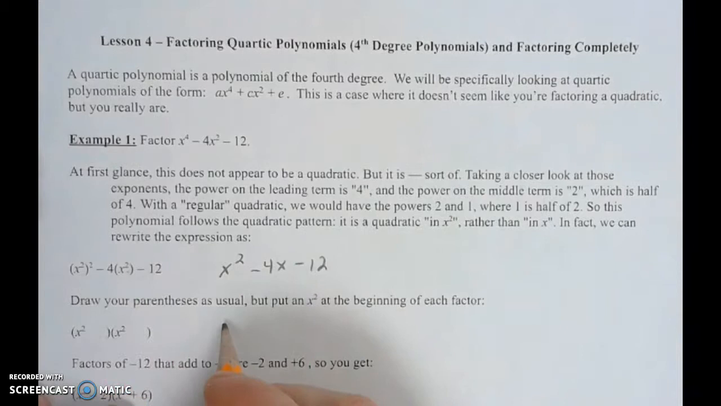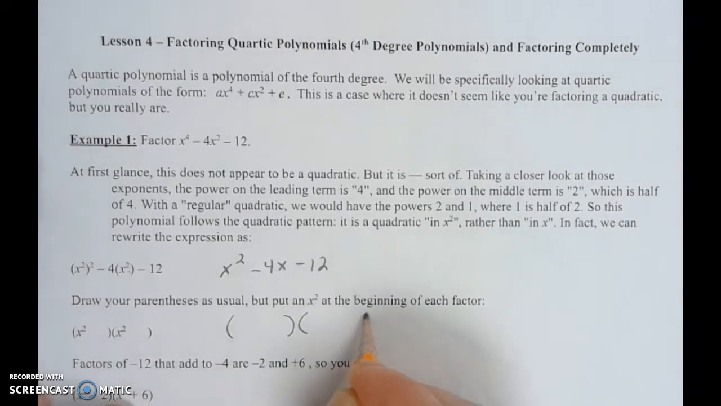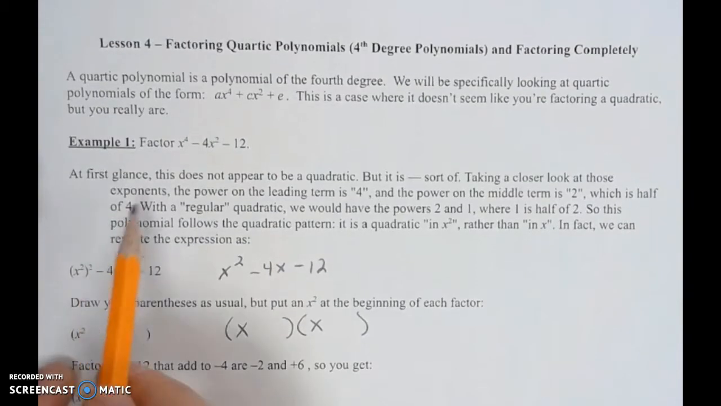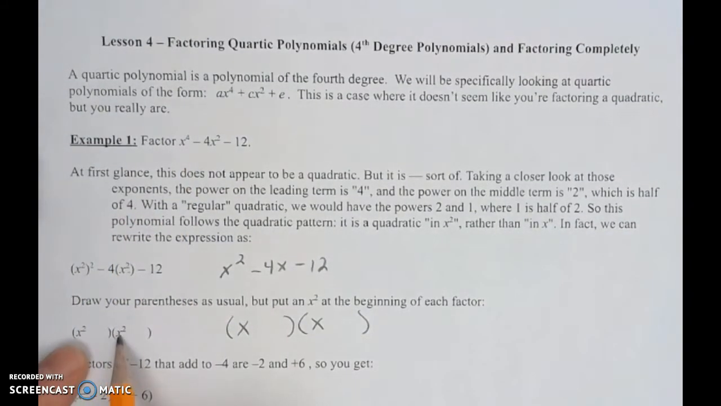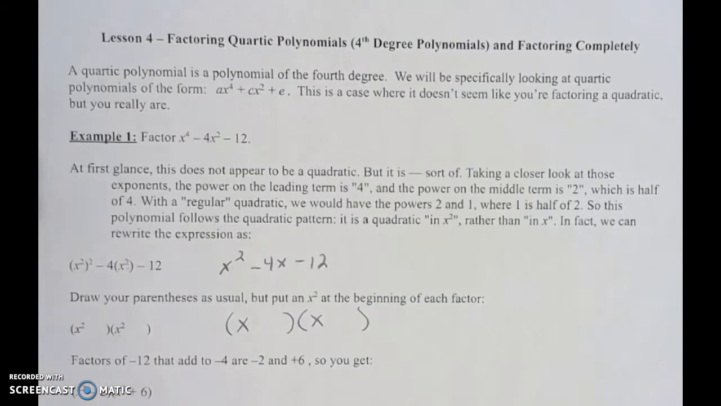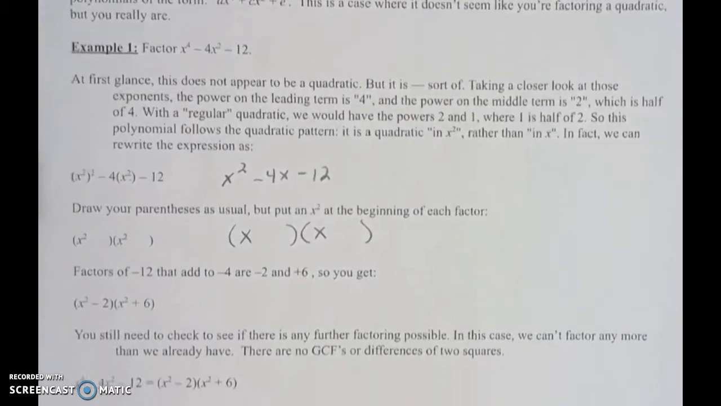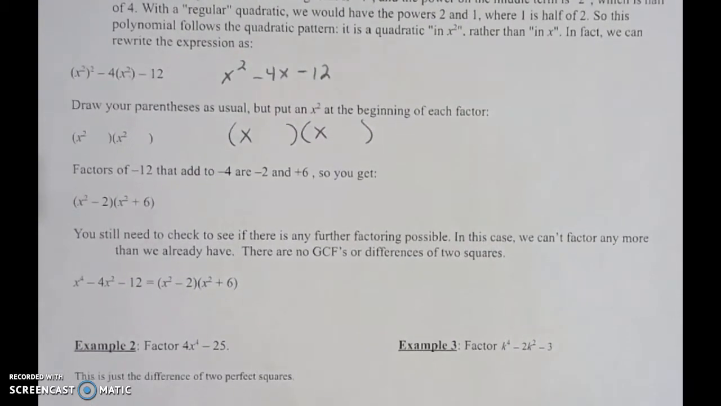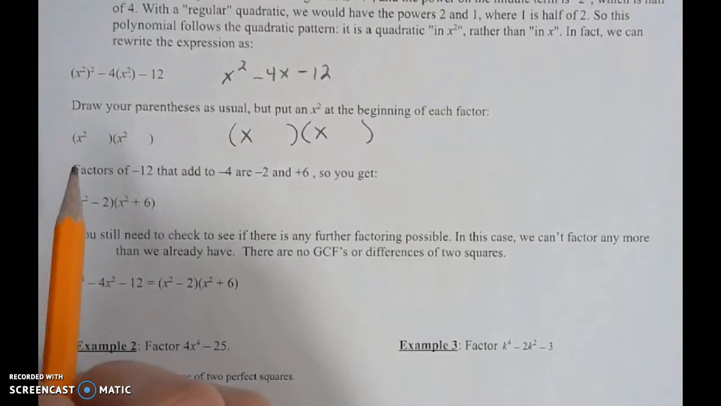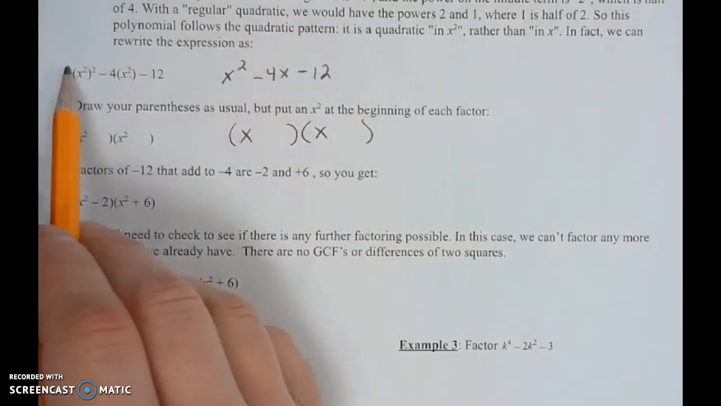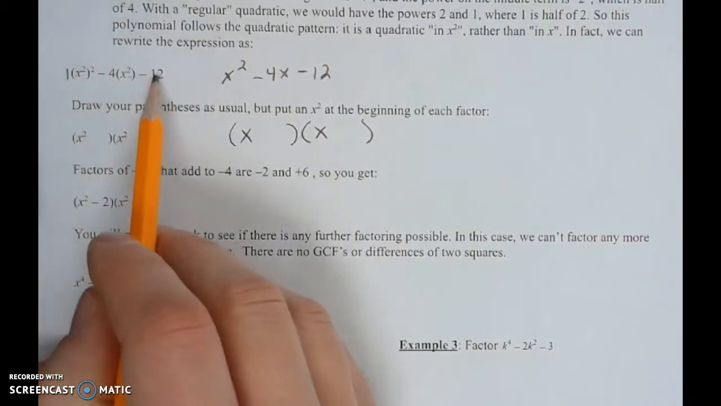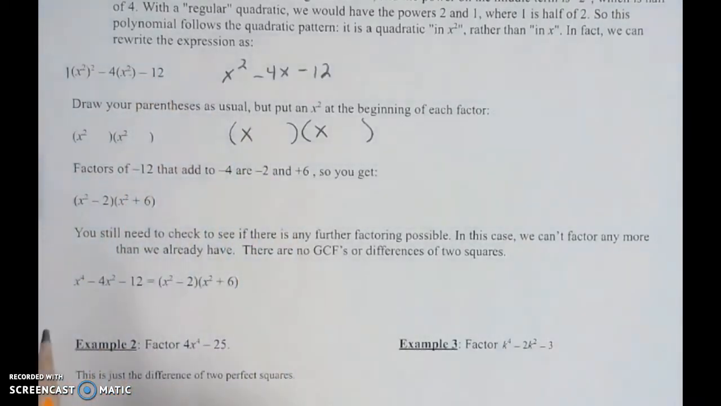With a normal quadratic, we would have an x out front of each parenthesis. But since we have x to the fourth here, inside of our parentheses we're going to start with x squareds. My process is the same as before for factoring a trinomial. I take the coefficients of the a term and the c term. The a term is 1 and the c term is negative 12, and if I multiply them together, that gives me negative 12.